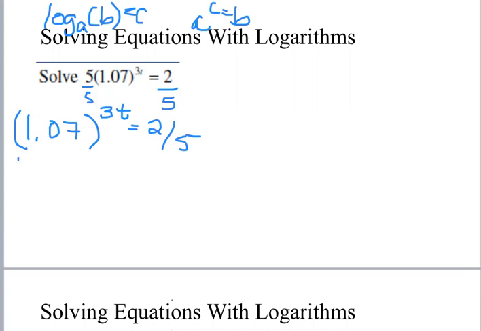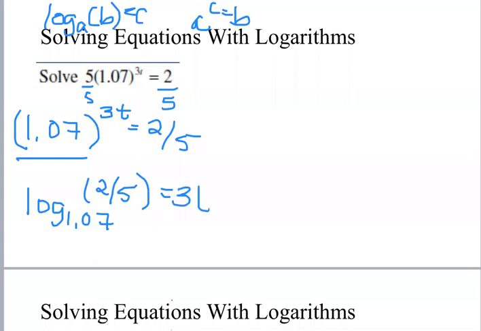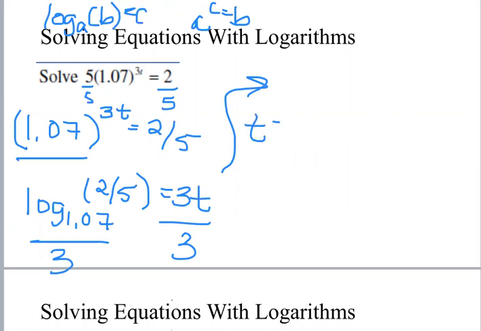So this will become our base. The 2/5 becomes our input, and the 3t becomes our answer over there. But we were being asked to solve for t, so you finish it off by dividing by 3. So over here, t is equal to 1/3 log base 1.07 of input 2/5.